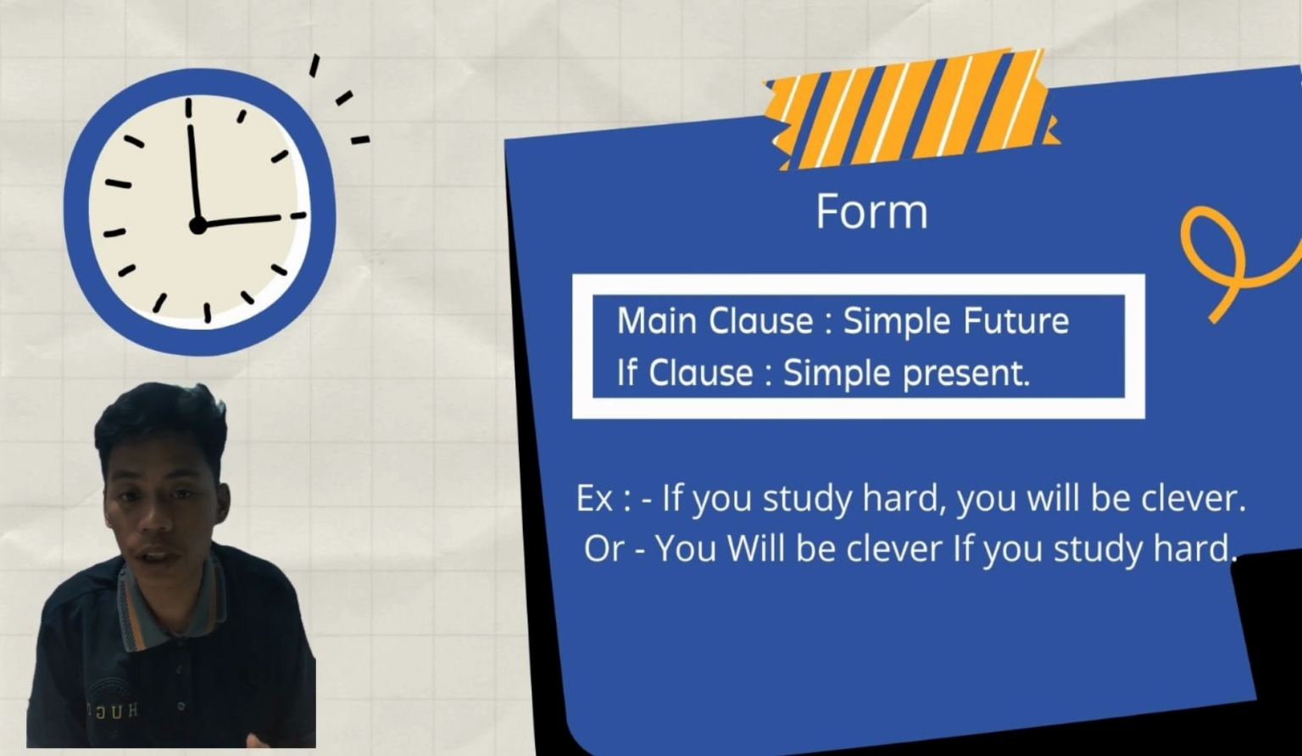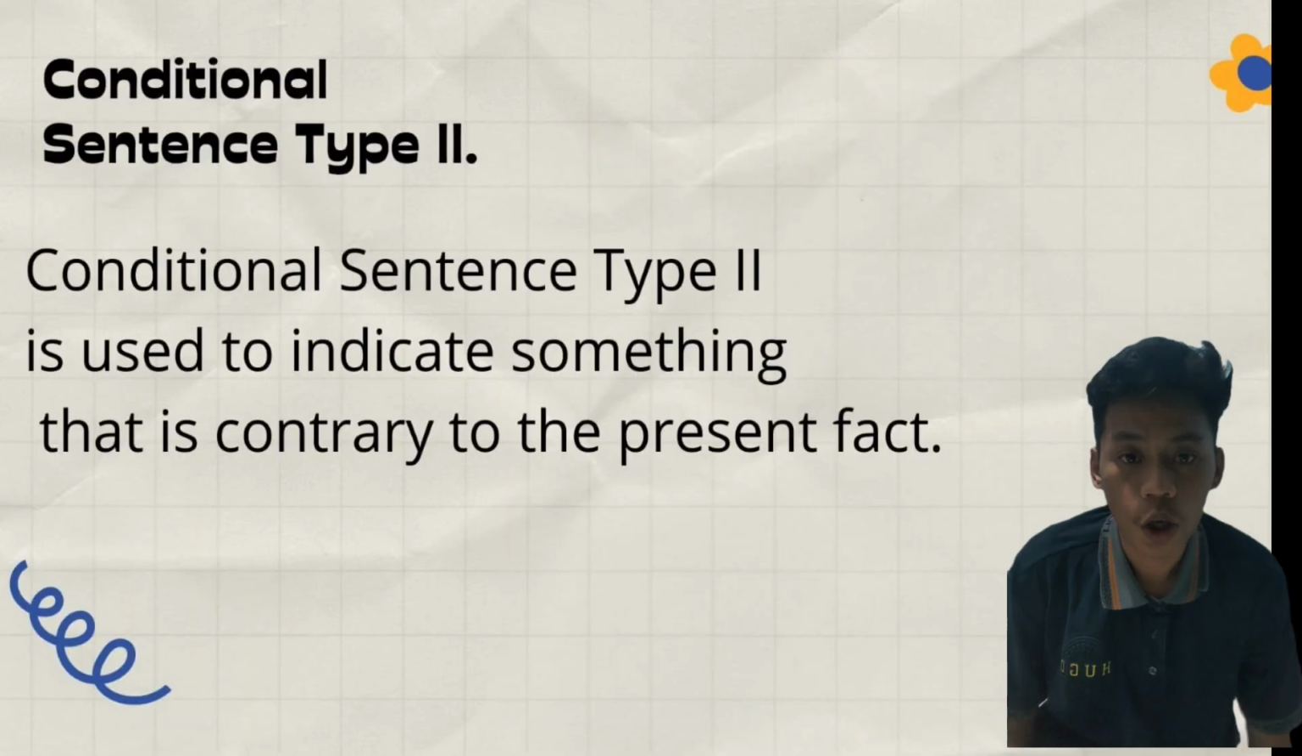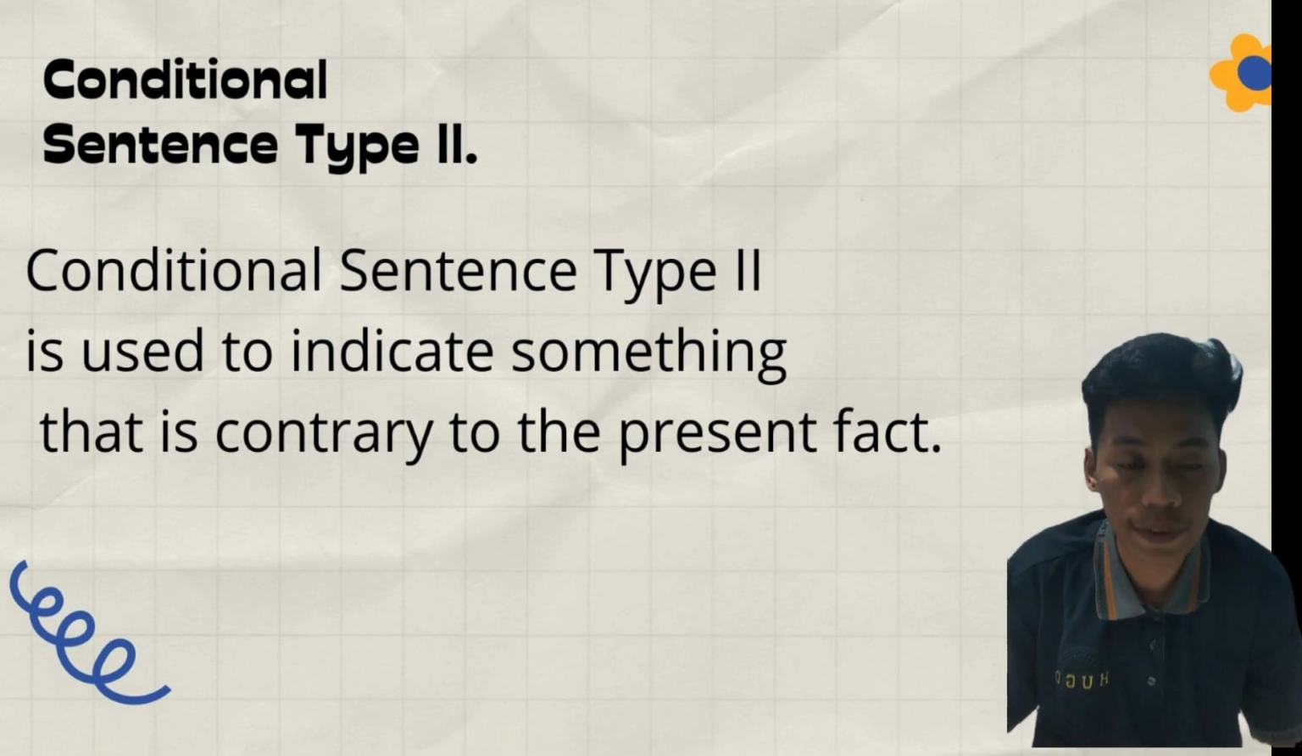So, you will be clever if you study hard. If you do not study hard, you will not be clever. Next is conditional sentence type 2.